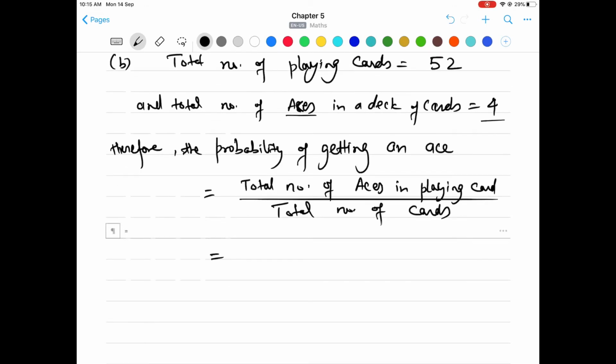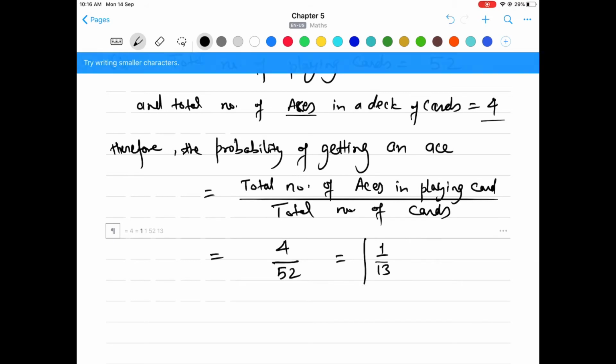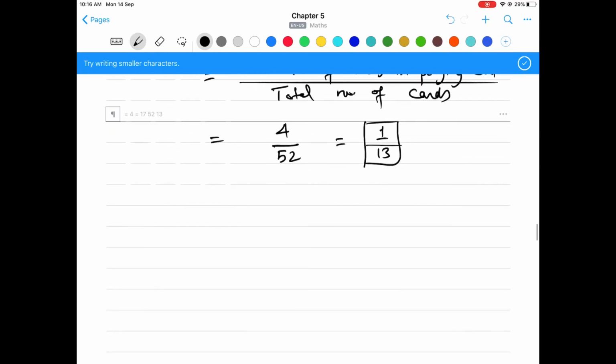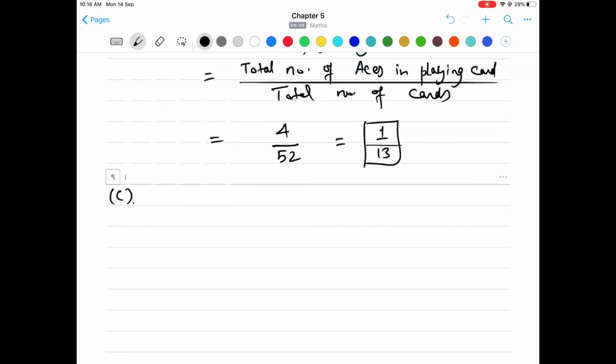So this will be total number of aces is 4 and total number of cards is 52, and when you divide them by 4 you will get 1 by 13. So that's the answer for this one, 1 by 13. Okay, moving ahead to part C.